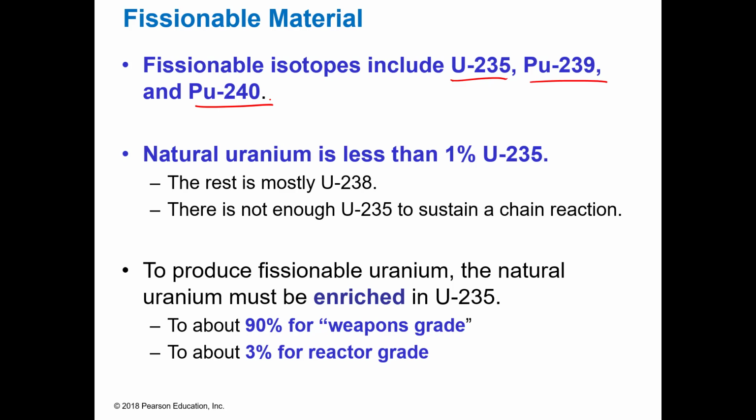Now, uranium-235 is found naturally in ores, but only about 1% is U-235. Most of it is U-238, which is not fissionable. So there is not enough U-235 in raw ore to reach critical mass or sustain a chain reaction. In order to get a fissionable amount, we do what's called enriching the U-235. We only need to enrich it to about 3% for reactor grade. It's not a horribly difficult process to enrich that uranium from 1% to 3% in the ore.